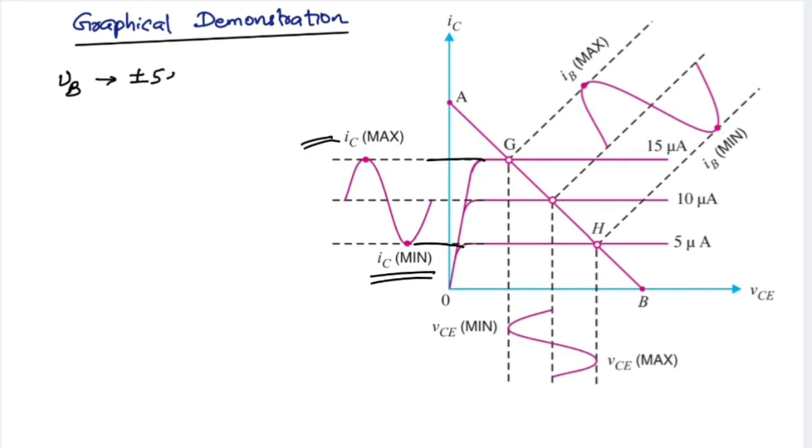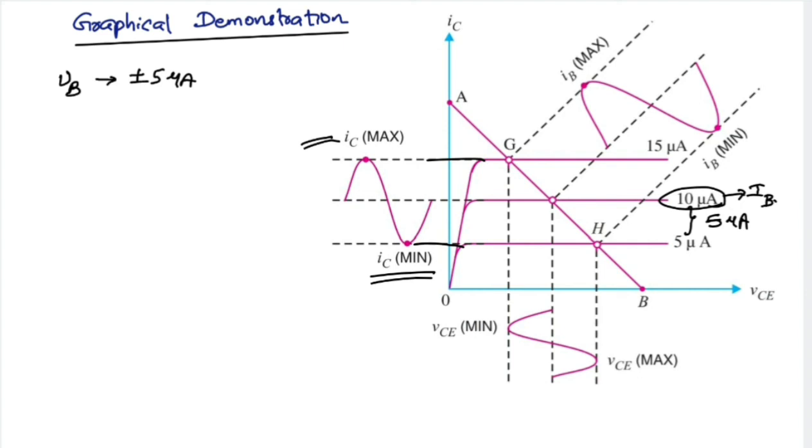Here you can see that the total base current IB fluctuates by plus or minus 5 microampere. So IB is fluctuating plus or minus 5 microampere, and its average value is 10 microampere: 5, 10, 15. So the average is 10 microampere. Let's take this as the zero signal base current IB.